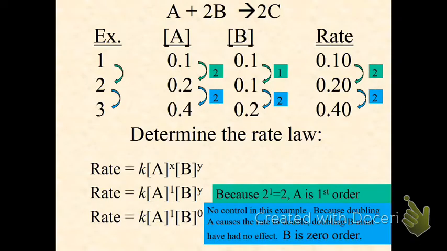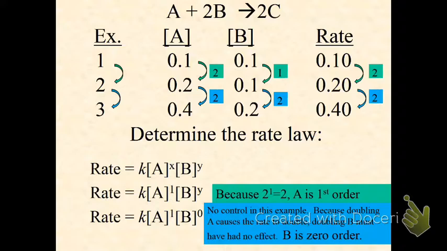Because when we doubled B, there was no effect. That means B had to be zero order. Because we already figured out that A was first order, right? B was doubled, but there was not one where A was held constant. So if B had an order, it would have had a larger effect, because you already know it's doubling because of A. When I also doubled B, nothing happened. That means B has to be second order. I mean zero order.